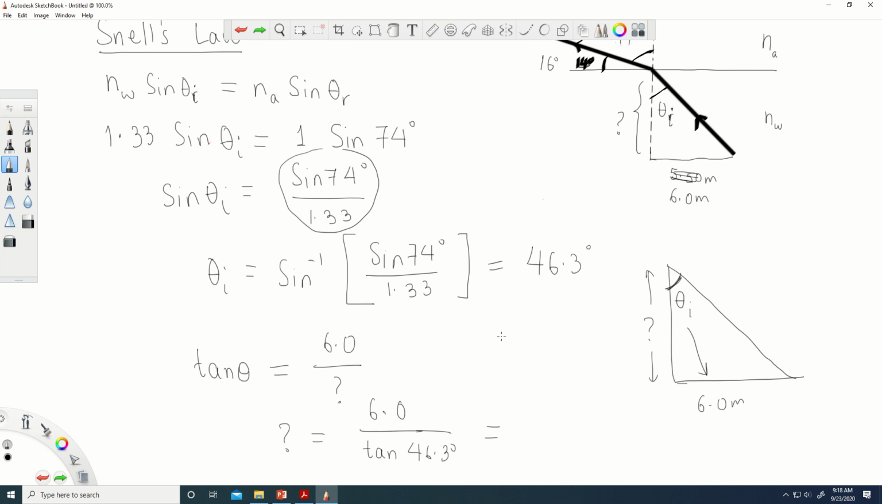You guys have answer for that? $5.3. 5.3 meters. Okay, so that's the depth of the base of the pool.